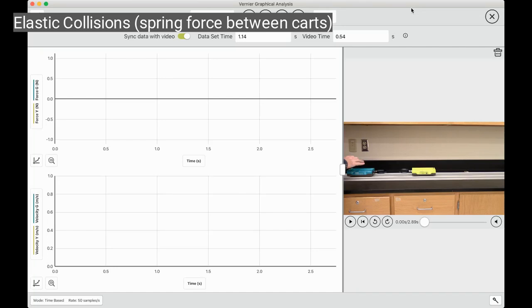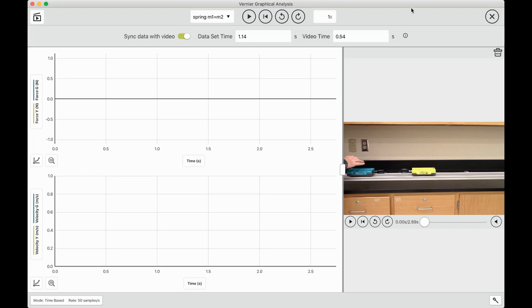I want to show you a few things with collision. So what I have here is a force versus time graph, a velocity time graph for each of two carts that are going to collide with each other. They have springs on them, so they should collide in a way that is close to elastic. We can watch the little video of the collision, right? Something like that. One cart is moving.